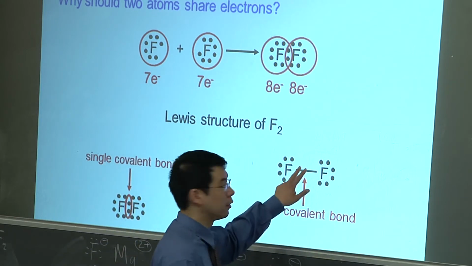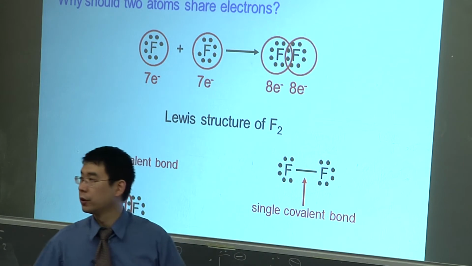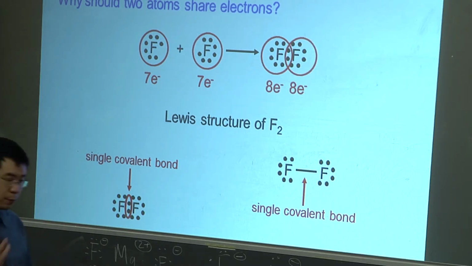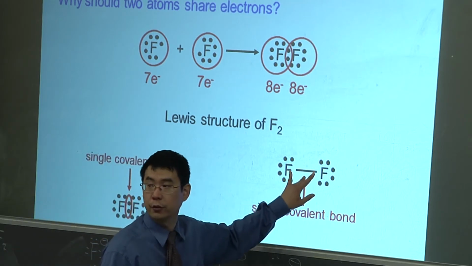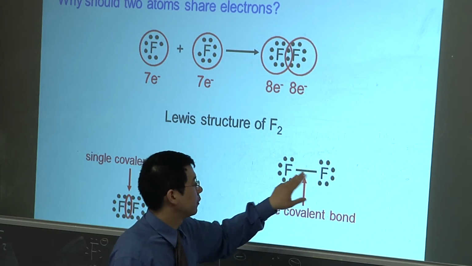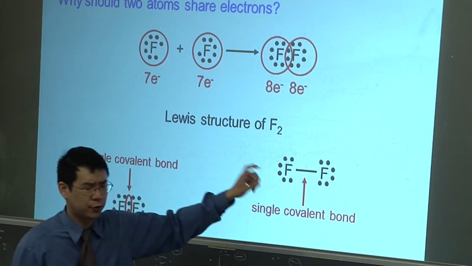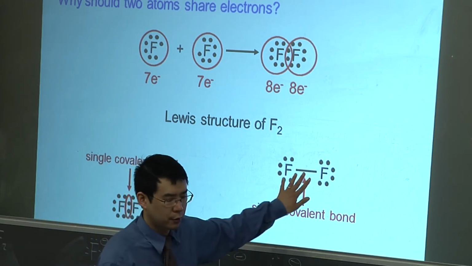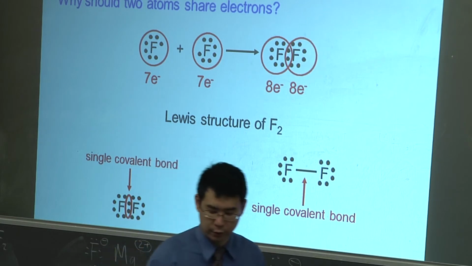Remember, the line here represents two electrons. Implicit in this is that when we represent a covalent bond, they're going to be pairs of electrons. There are ways to represent if you have one or three, but the most standard way of drawing, and the most ordinary way of thinking about it, is that these two atoms are sharing pairs of electrons.